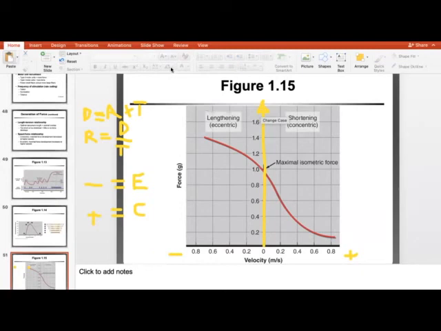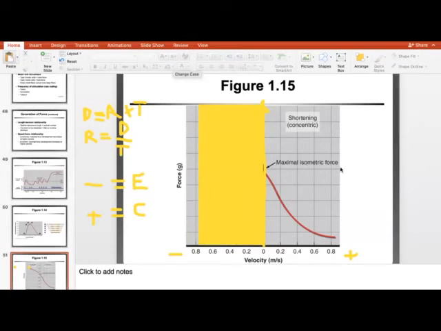So let's take a look at this side first. This is the force velocity relationship for concentric muscle contractions. And this is an isometric force here. Let's go back to drawing. We'll use a different color. Right now it says that this is the amount of force that I can produce on an isometric contraction.